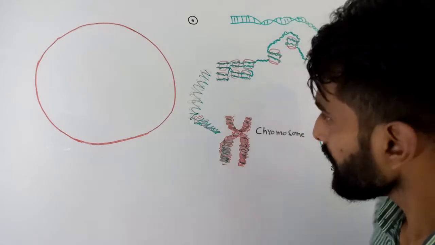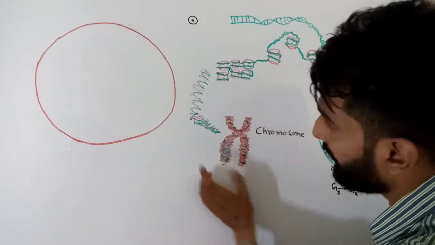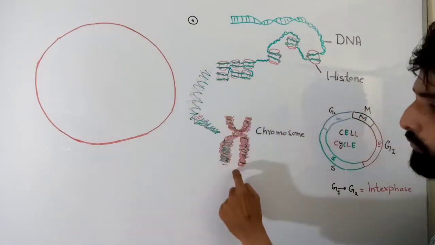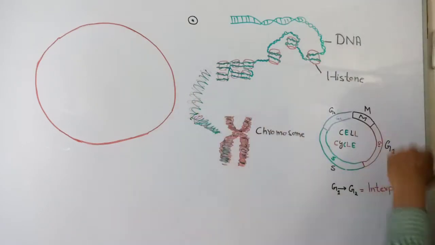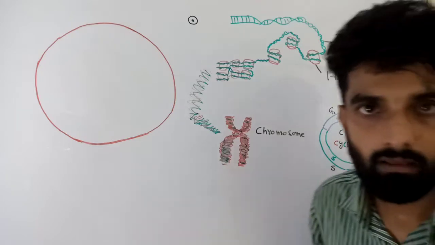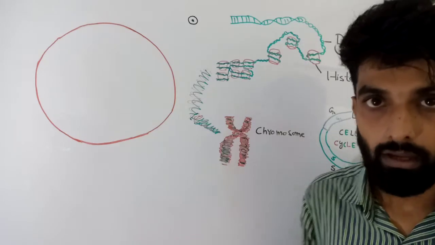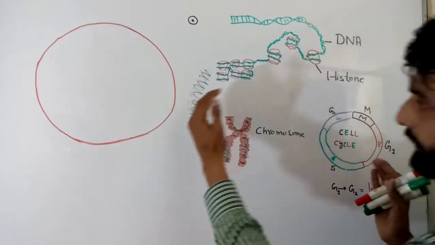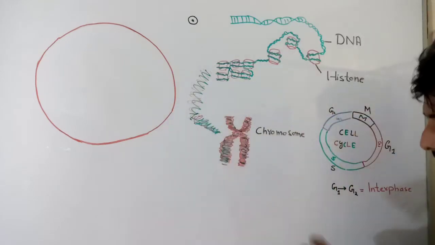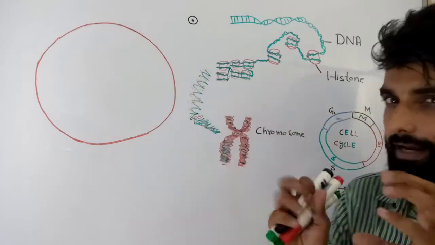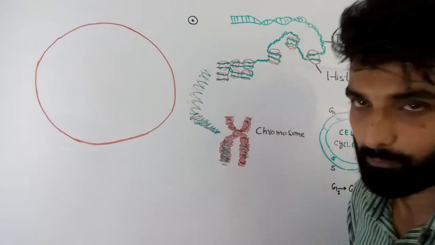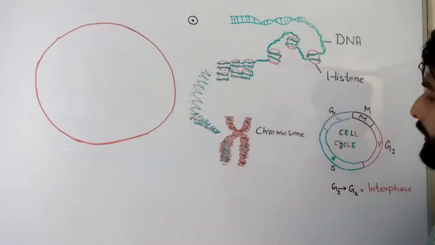Clear? Now, before moving forward from chromatin to chromosome, we will first discuss the cell cycle. Then we will link chromatin with the cell cycle, and then you will have a clear-cut idea about the chromosome. So stay with me.